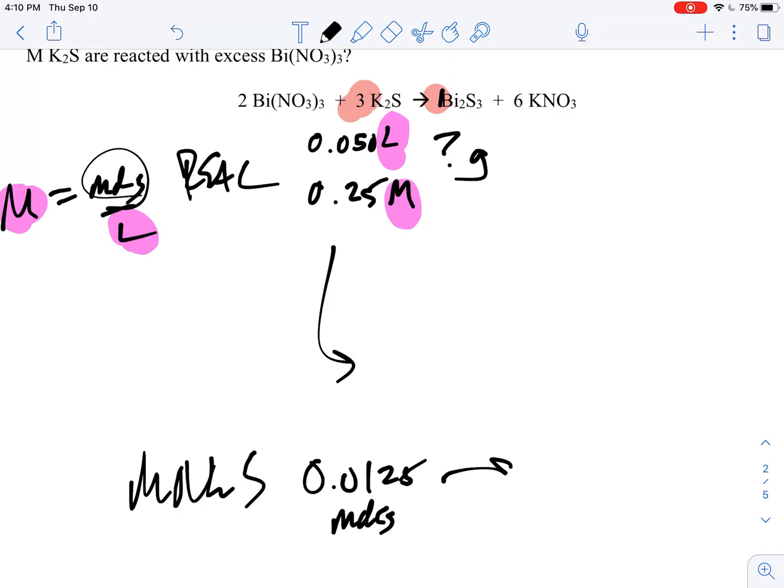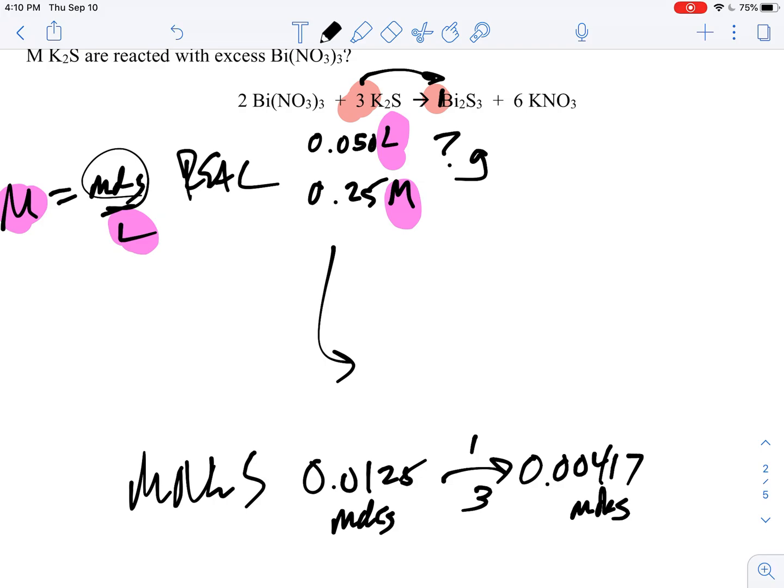So I'm going to come over this way by a third, because again, you're starting at 3 and you're going to 1, so you're going down. Always multiply by where you're going, divide by where you came from, so you're going to multiply that guy by a third. So you end up with 0.00417 moles here, if I've done my math right.